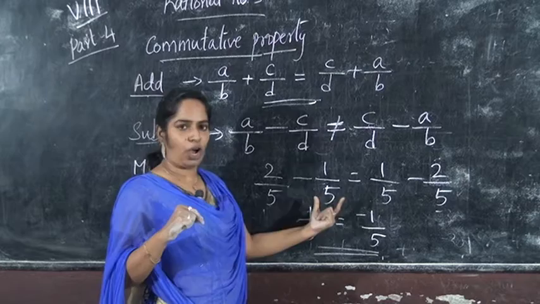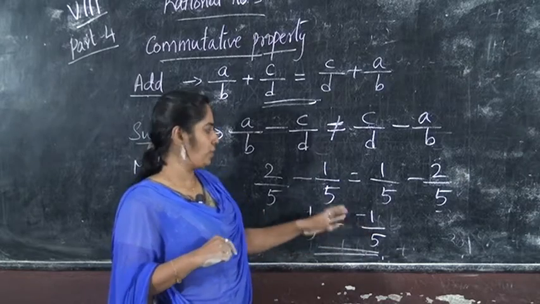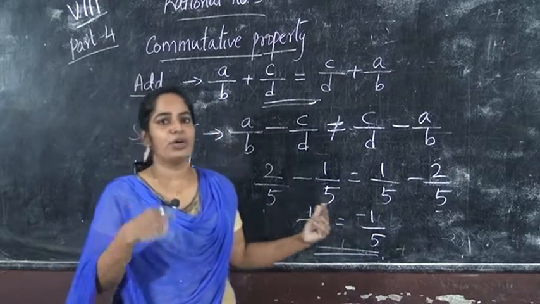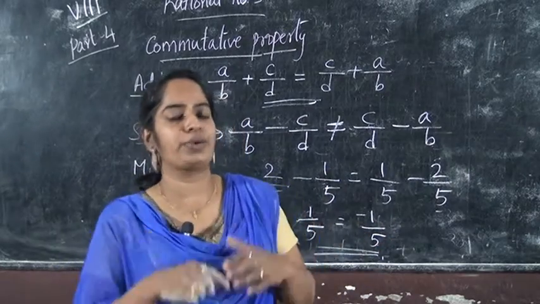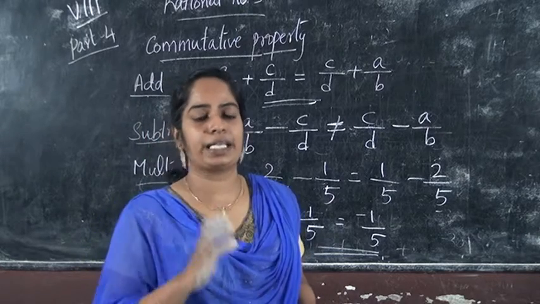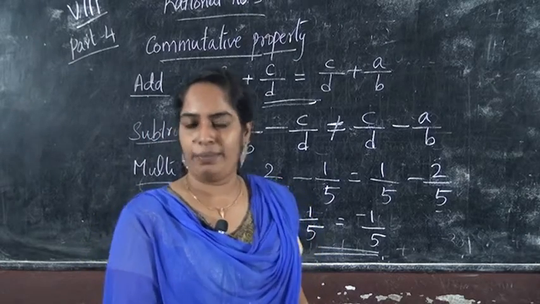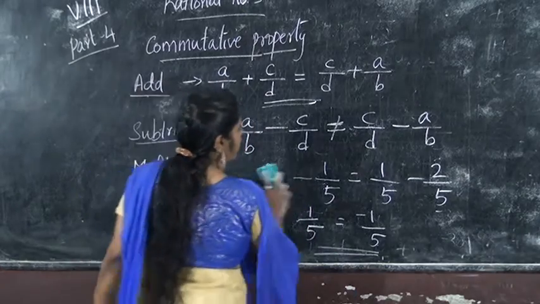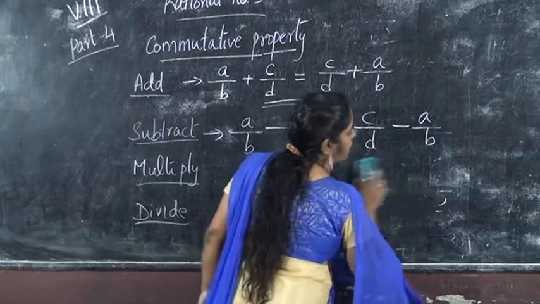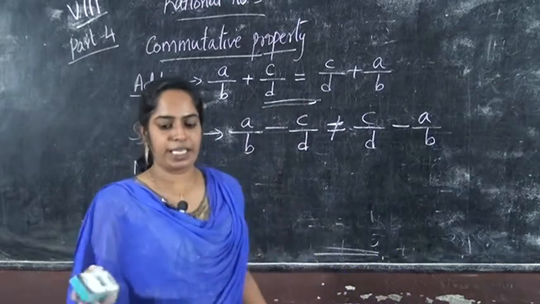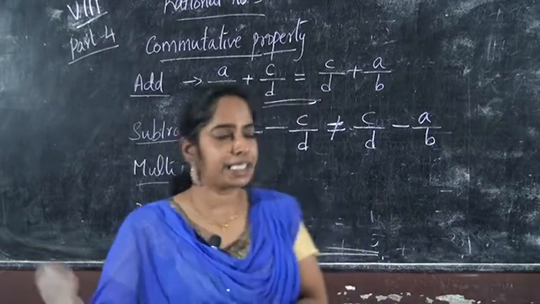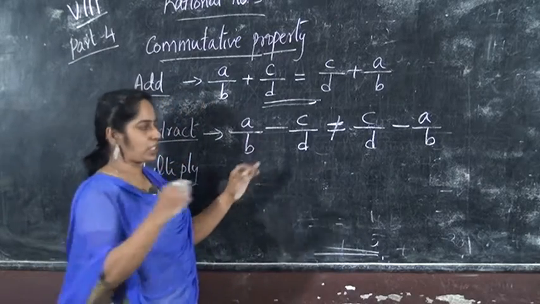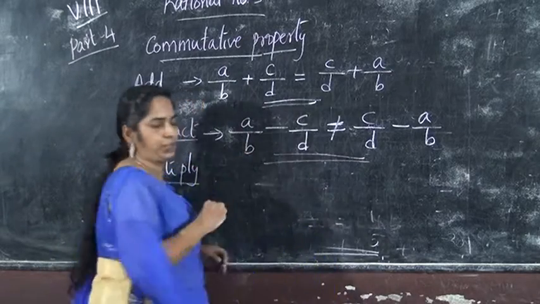You can take your own values and find it out. You can take different values, even with different denominators, and check whether this rule is applicable. You will find that it is not applicable for subtraction. It is applicable only for addition, not for subtraction, so it is not equal. Okay.